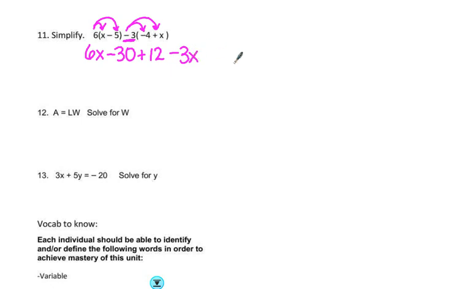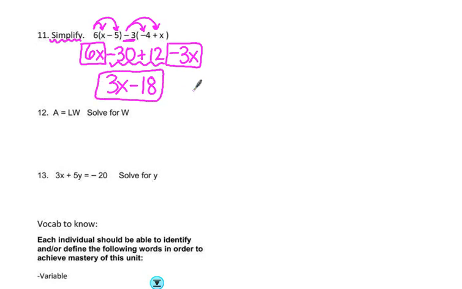All right, so it's great that we distributed, but you got to take it a step further because it says to simplify. So we want it to be as simple as possible, so we combine like terms. Here's some x's, and here's some regular numbers. 6x minus 3x totals to 3 positive x's. -30 plus 12, that's going to combine to a -18. And that would be my final answer there.